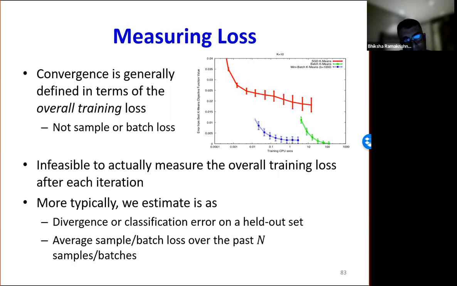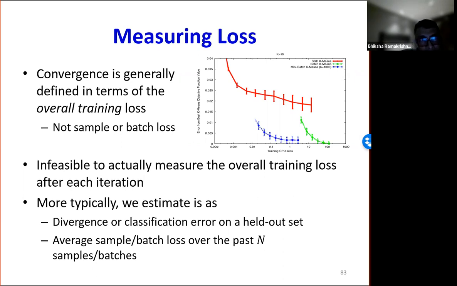Now, convergence is generally defined in terms of overall training loss, not sample or batch loss, and it's infeasible to actually measure the overall training loss after each iteration. So, in these plots, the loss is computed on the entire training set just to give us an idea of how these things work. But the problem is, if you actually want to compute the loss over the entire training set, you're going to have to process the entire training set. In which case, what was the point of doing batch updates?